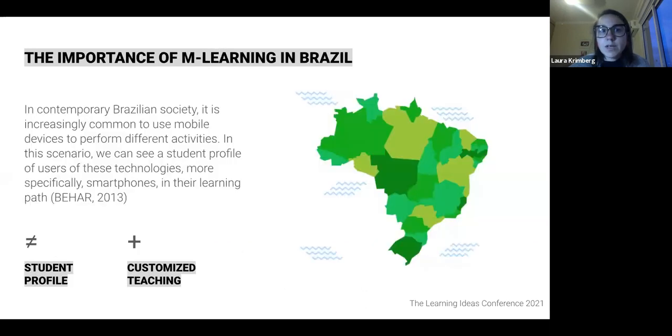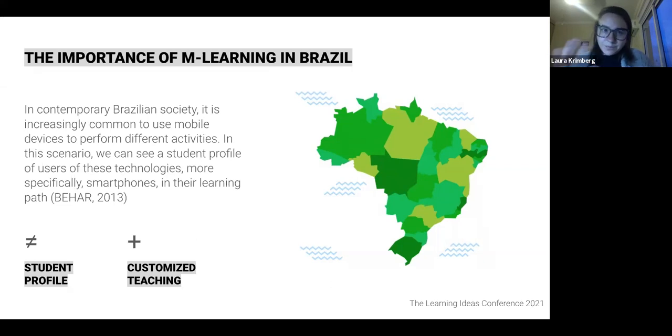In Brazil, this has huge importance too, because we have people that have different profiles. Brazil is very big, so we have people that have specific devices to connect with the internet, and people that have other kinds of devices. So we have these socioeconomic differences in these profiles, and this also increases the need for customized teaching. More and more we will see different people using mobile devices for learning in different ways, and it depends also on their context.